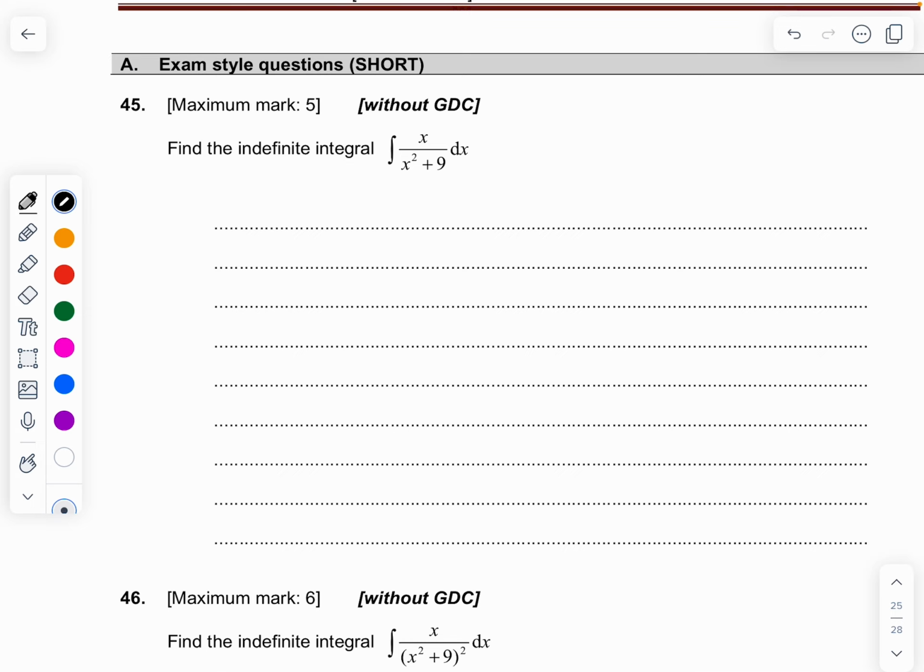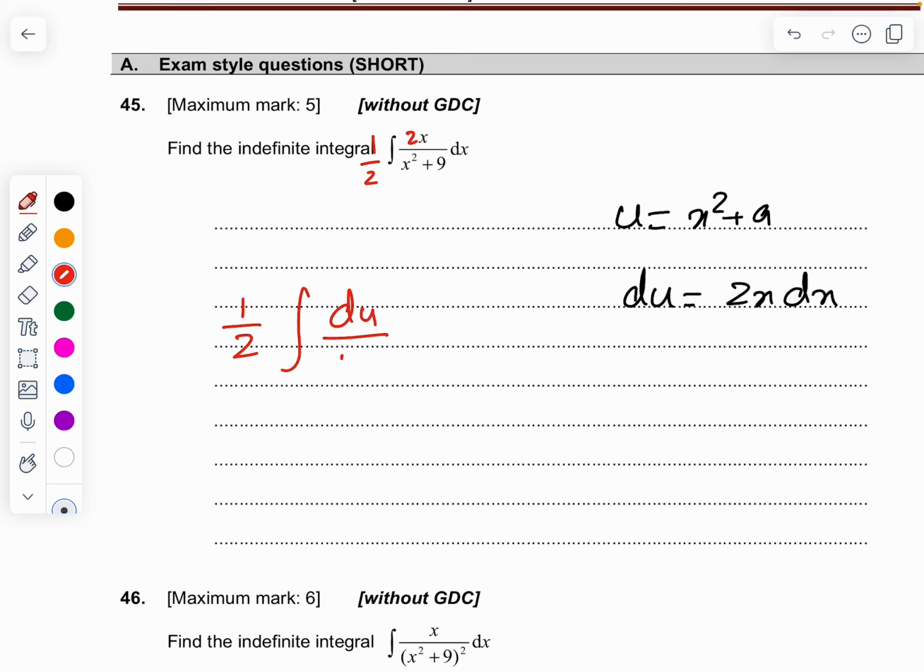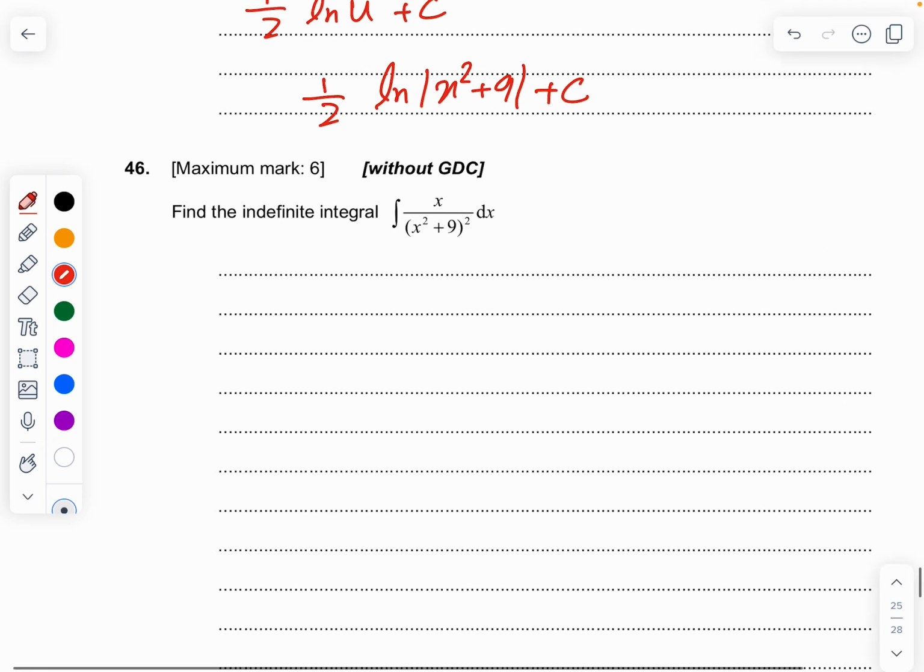Question number 45. u equals x square plus 9. So du equals 2x dx. So 2 is missing, multiplying and dividing by 2. So it will become 1 upon 2 du by u. So it will become 1 upon 2 ln u plus c. So 1 upon 2 ln of x square plus 9 plus c.